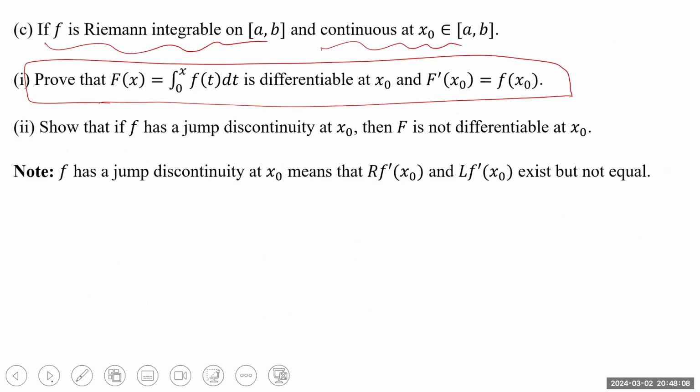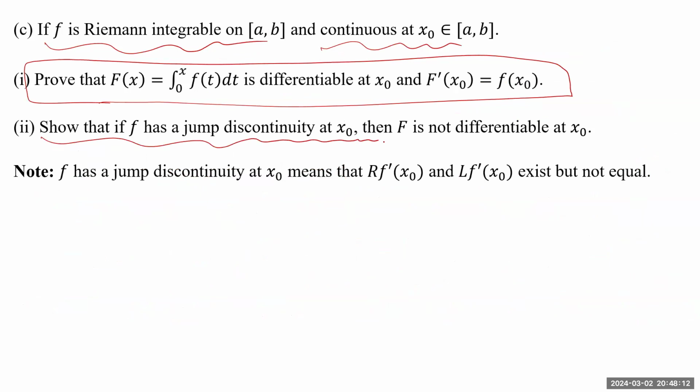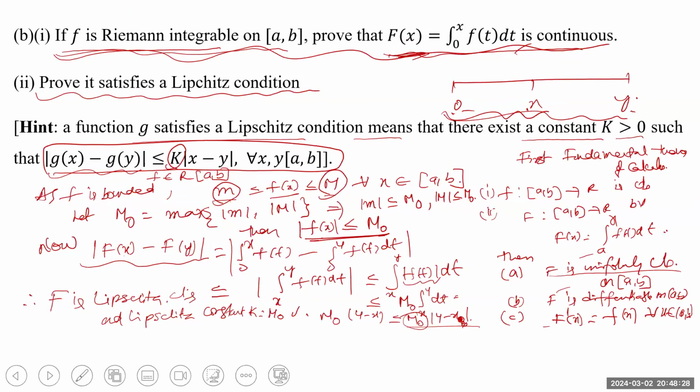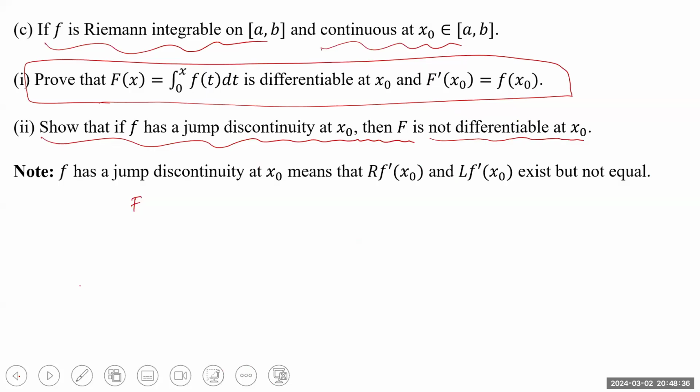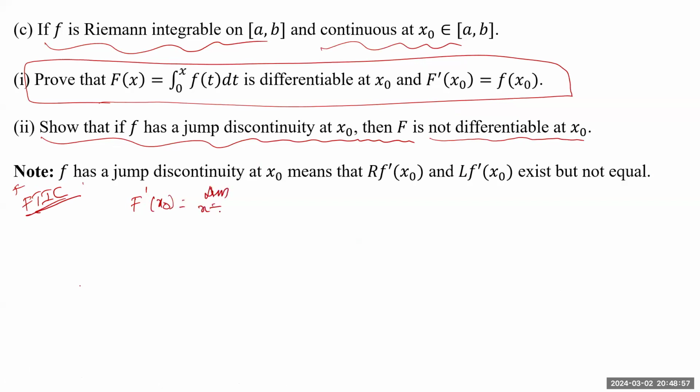So now I will explain what is the C part. If f has a jump discontinuity at x naught, then F is not differentiable at x naught. So we know that in the first fundamental theorem of calculus, what we proved: F dash of x naught is equal to f of x naught. You can check what I proved in class: F dash of x naught is the limit as x tends to x naught of F of x minus F of x naught over x minus x naught, right?